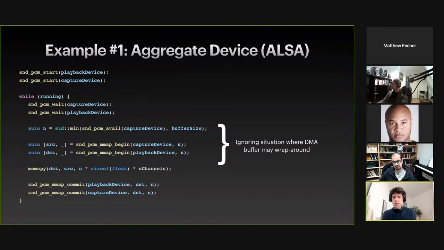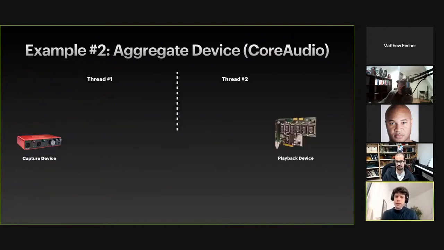And then we calculate how much is actually available. And then we just lock both audio buffers and we just copy over the data. And just, you know, asterisk here, I'm ignoring this DMA buffer wraparound that I showed before. We need the two loops. So I'm simplifying the code here a bit and ignoring that case. In real code, you would need to have two sub loops here to deal with that case.